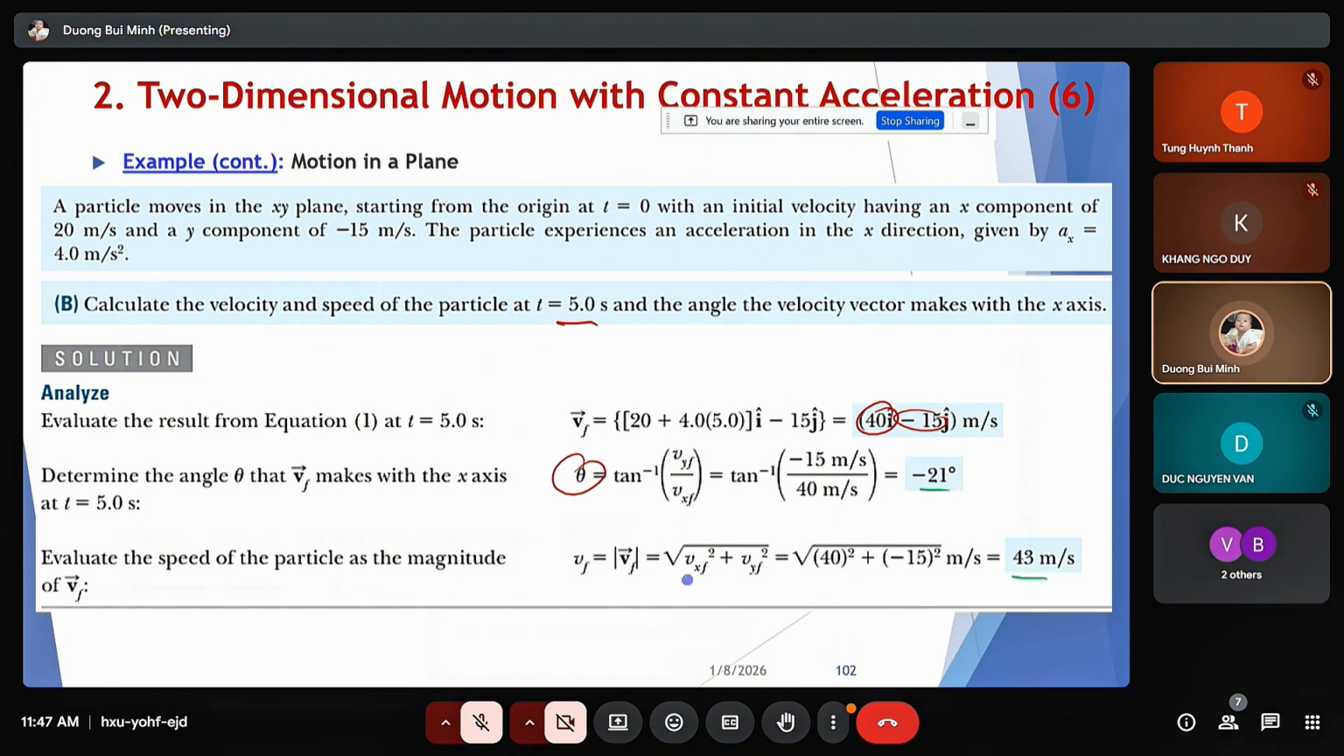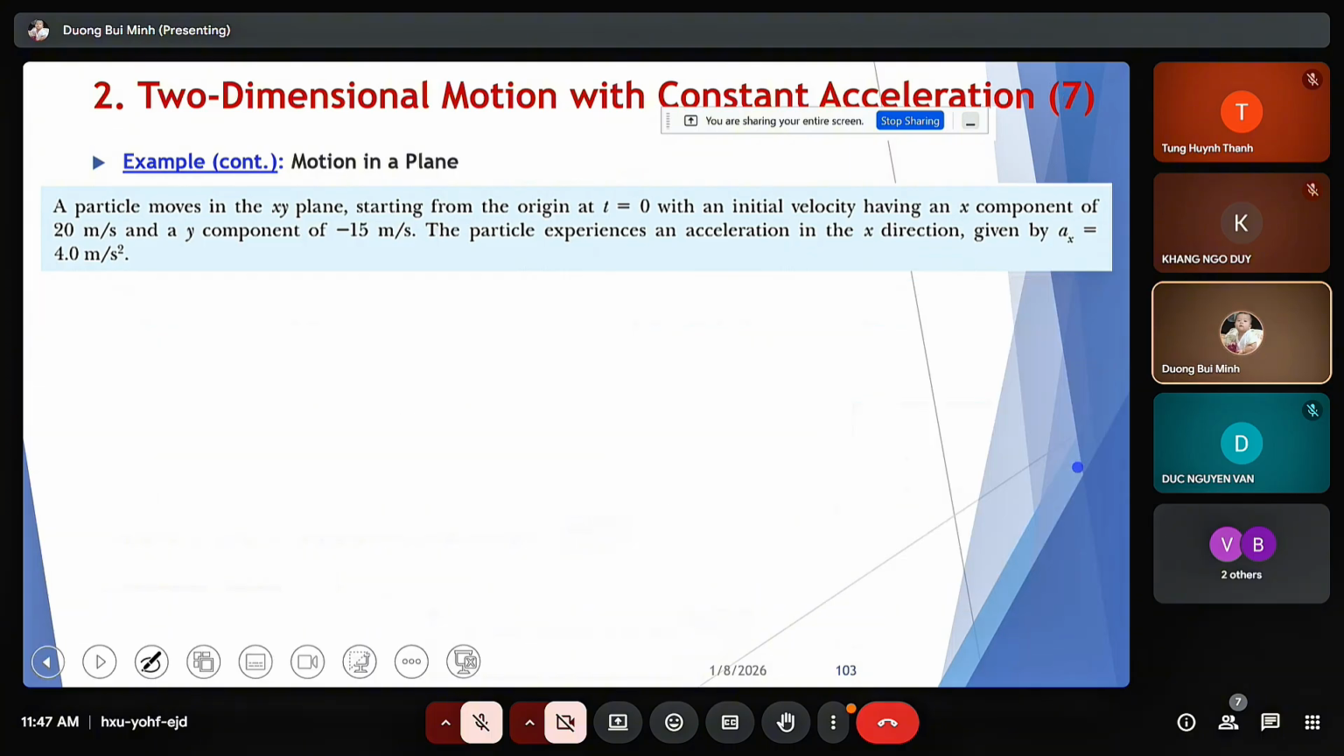The magnitude is the square root of Vxf squared plus Vyf squared. Here you get 40 squared, here you get minus 15 squared. You get 43 meters per second.